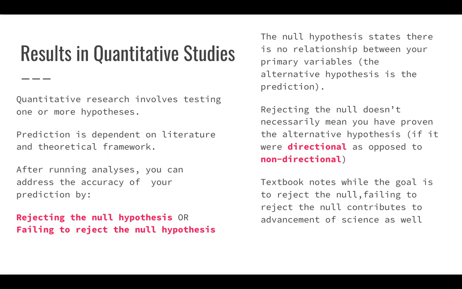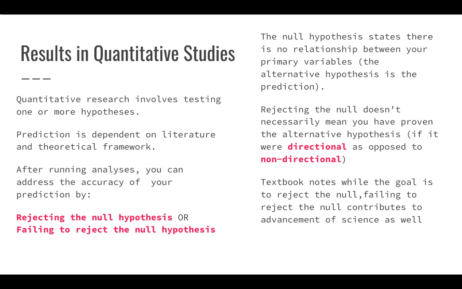So rejecting the null hypothesis means that there is some relationship between your variables. Now, just because you rejected the null doesn't necessarily mean you have proven the alternative hypothesis. It somewhat is dependent upon what type of alternative hypothesis you had. Did you have a directional hypothesis? Or did you have a non-directional hypothesis? Because if you had a directional hypothesis, then perhaps the relationship isn't existing in the direction that you predicted it would, in which case, just because you rejected the null does not necessarily mean that your alternative hypothesis was shown to be true.